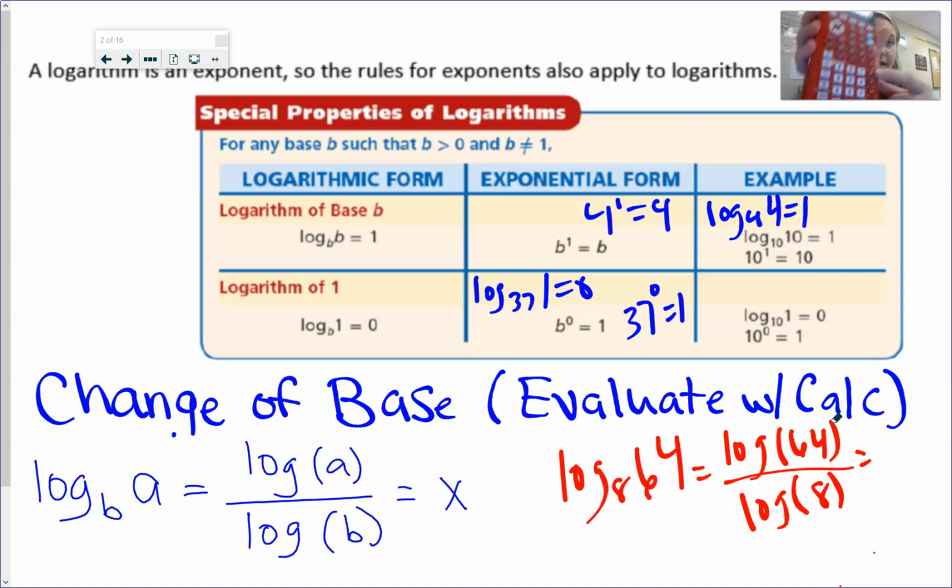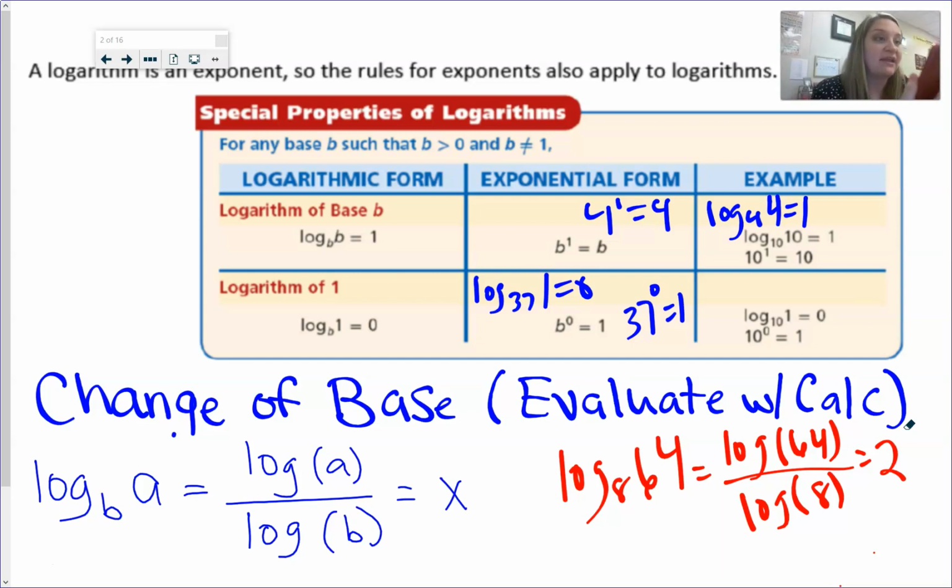Okay? So again, my log button is next to my 7, so we're going to push log. See how it pops up? Opens parentheses. We're going to put 64 and close it. Then we're going to divide and do log of 8. And then when I push enter, it's going to give me the exponent, which is 2. Okay, so that's a way we can evaluate logarithms using our calculators as long as all the numbers are there.